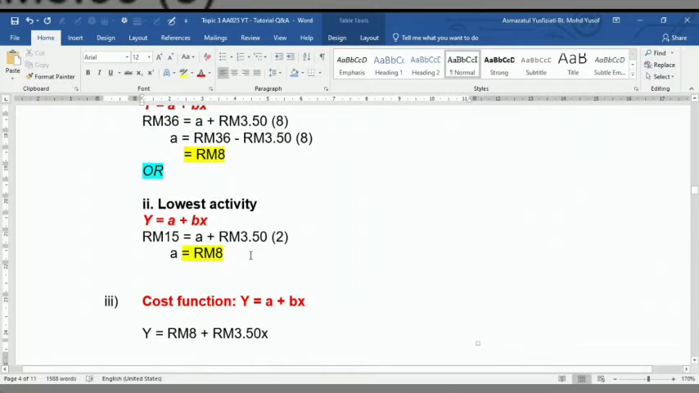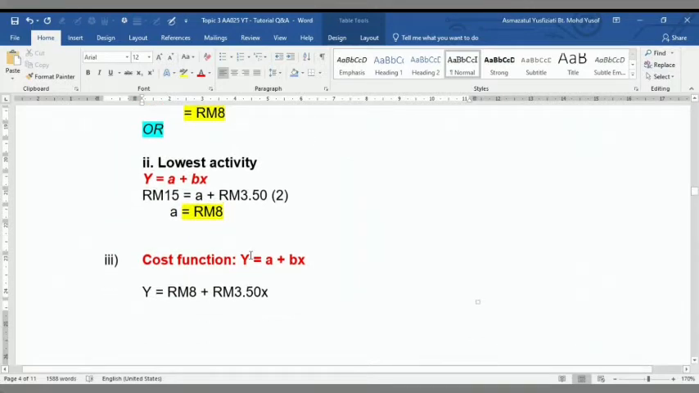Okay, next, 3 Roman is to form a cost function. The cost function is Y equals A plus BX. So A is 8 ringgit, which we have calculated just now, plus B is 3 ringgit and 50 cent, and then multiplied by X. So the cost function is Y equals 8 ringgit plus 3 ringgit and 50 cent X.